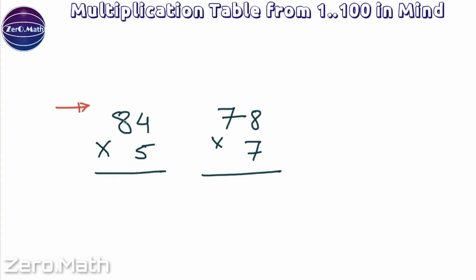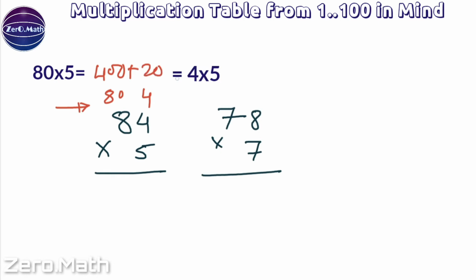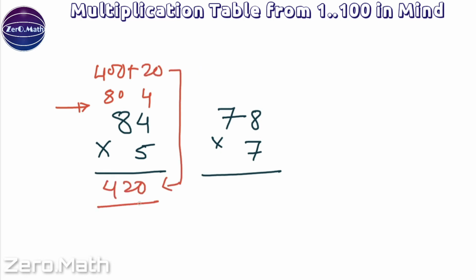So the leftmost digit is 8. This is not 8, this is 80 because the place value of this 8 is 80. So 80 into 5 is 400. Plus the place value of this 4 is 4, so 4 times 5 is 20. So 400 plus 20 is equal to 420, which is our answer.